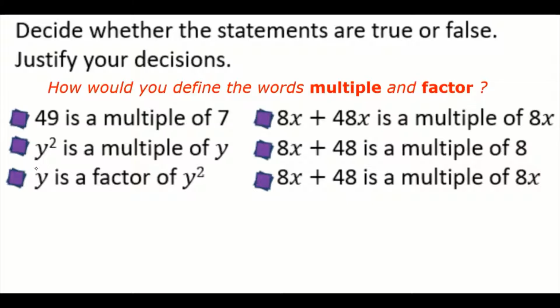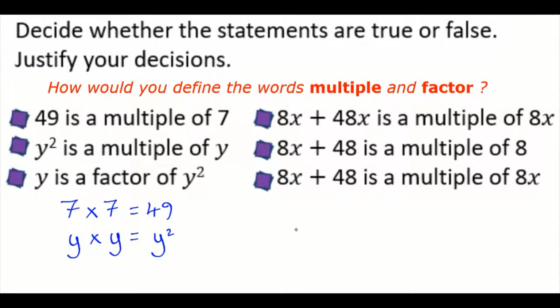Pause the video and have a go at these questions. So in answering these, it would be a good idea to write some expressions. 49 is a multiple of 7. Well, what could we write? 7 times 7 is 49. y squared is a multiple of y. We could write y times y is y squared.